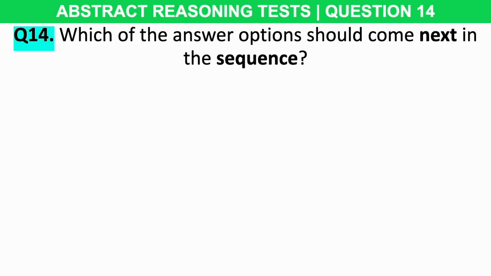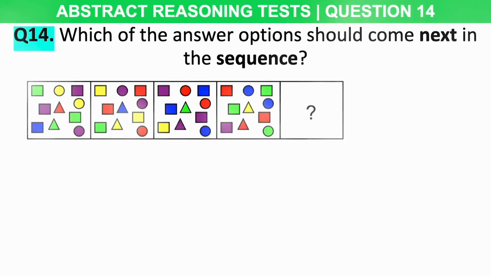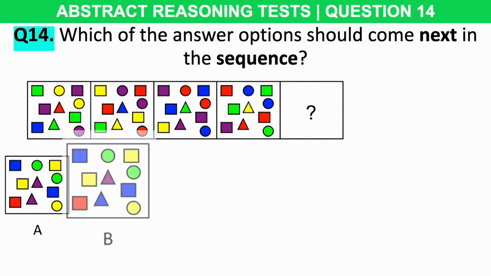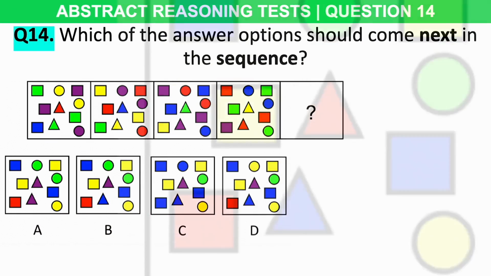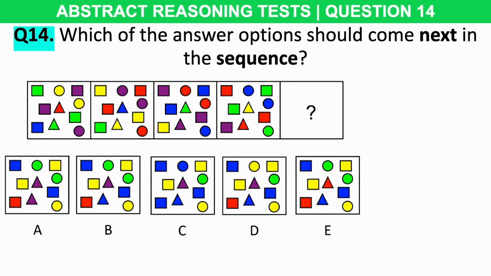Okay, question 14 is this. Which of the answer options should come next in the sequence? Here is that sequence, and you can see the question mark here demonstrates that missing piece. Is the answer, or that missing piece, A, B, C, D, or E? Now, if you've never seen these questions before, or even if you have, you may find these very confusing or overwhelming. Don't worry, you're not alone.